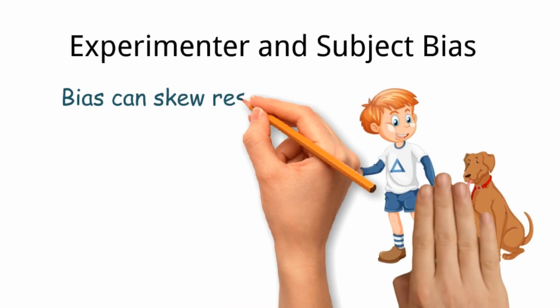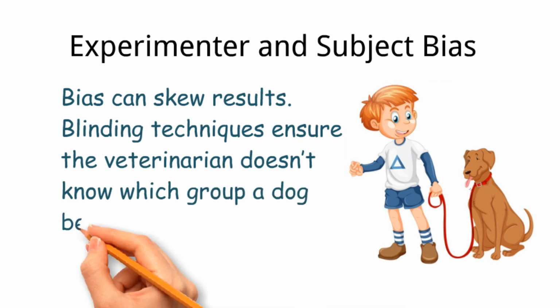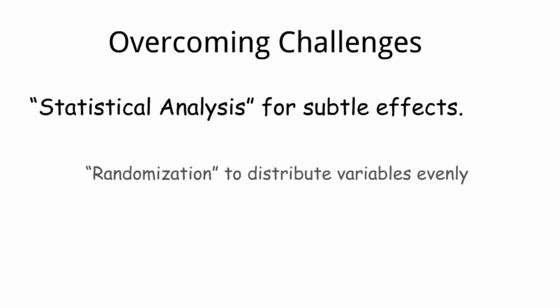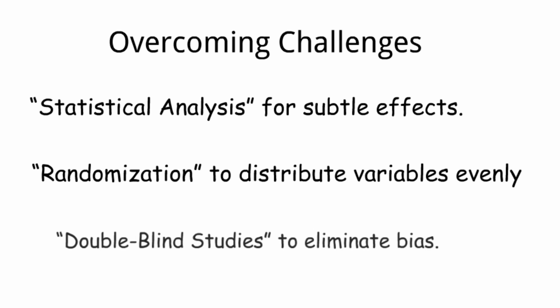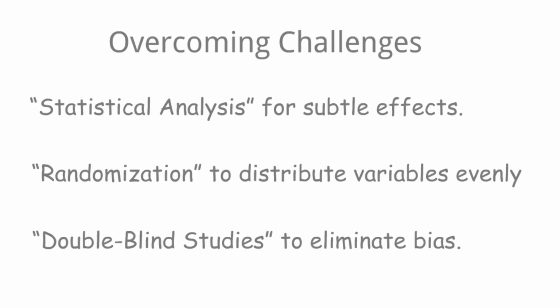Bias can skew results. Blinding techniques ensure the veterinarian doesn't know which group a dog belongs to, improving objectivity. Techniques like statistical analysis, randomization, and double-blind studies help overcome challenges in causal research, ensuring reliable and objective results.